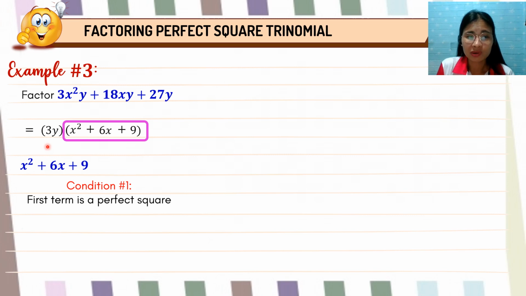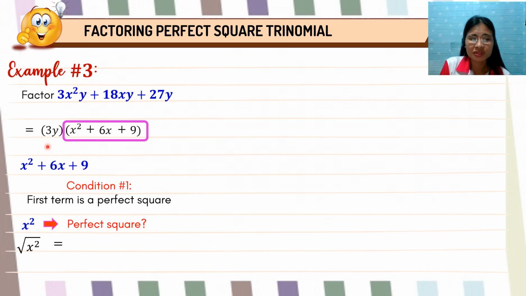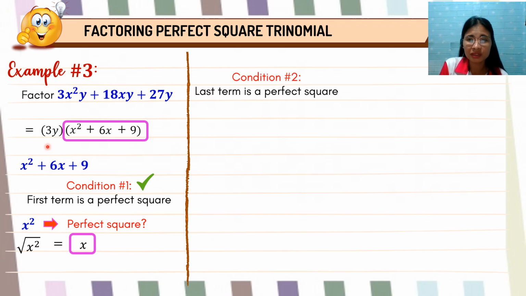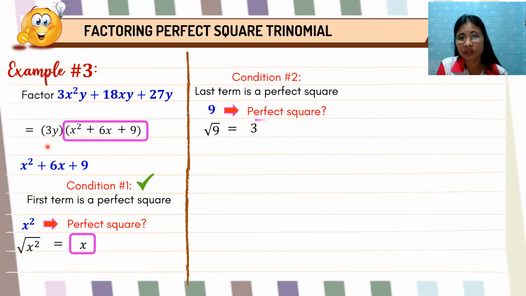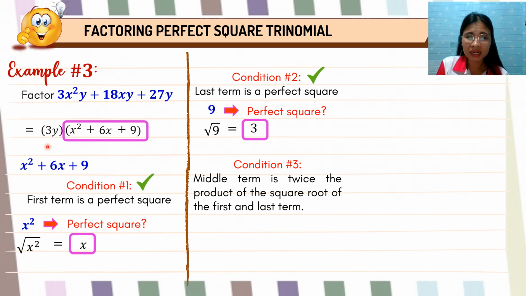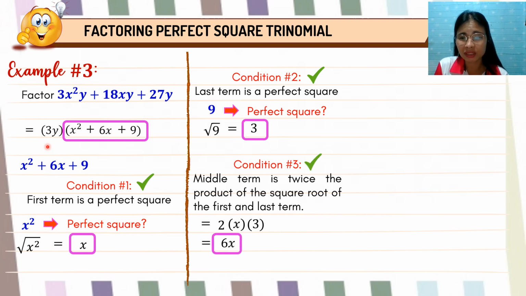Why? Condition number 1, x squared. Is that a perfect square? Let's try to check. Square root of x squared is equal to x, which means it is a perfect square. Next, condition number 2. Last term is a perfect square. Let's have 9. Is 9 a perfect square? Let's get the square root of 9, and that is equal to 3, meaning 9 is also a perfect square. And lastly, condition number 3, middle term is twice the product of the square root of the first and the last term. So we have twice is double, so 2 times x times 3, and that is equal to 6x.